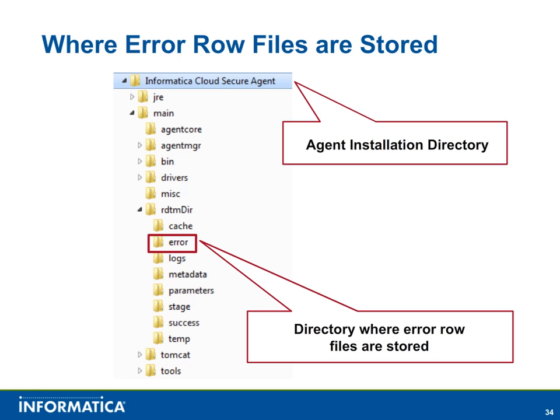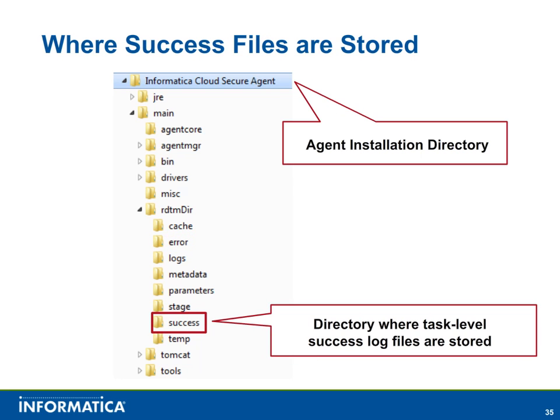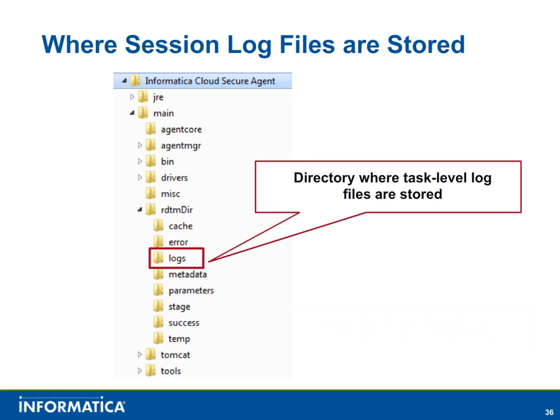From there, you navigate to the main directory, then to the rdtmdir directory. There is a folder here called Error, and it contains all of the error files. Success files are stored in the rdtmdir directory, but under a directory called Success. And finally, the session level log files are stored in the same location in a subdirectory called Logs.